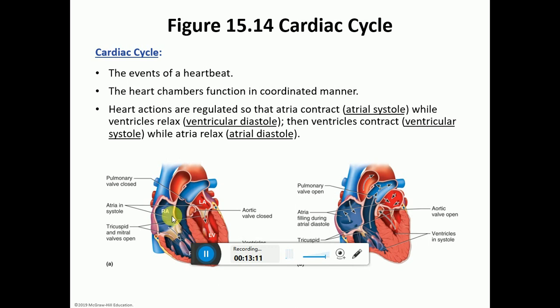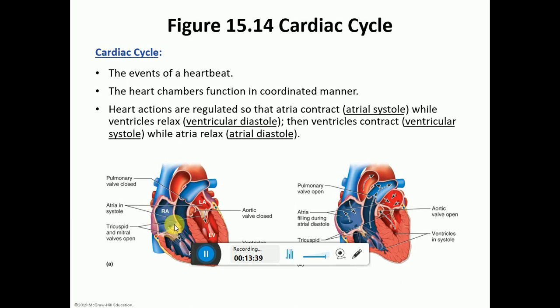So your atria would contract together, and that is known as atrial contraction or atrial systole, and the ventricles will contract together, and that would be known as ventricular systole. Atria and ventricles cannot contract at the same time. Okay, so when the atria contract, they're trying to push blood into the ventricles, so the ventricles have to relax in order to receive that blood. It would be useless if both chambers were contracting at the same time.